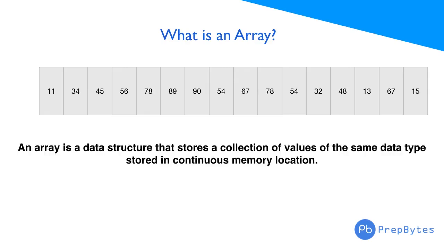Now let's try to understand what this graphical representation means. The typical definition of an array is a data structure that stores a collection of values of the same data type in contiguous memory locations. It might seem like a very big definition, right? So let's break this down into parts. Let's first go to, an array is a data structure.